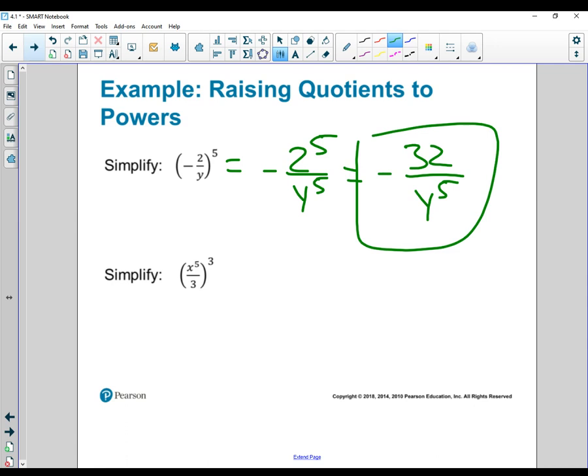And then here, power to a power, x to the fifth to the third is going to be what? Multiply them, x to the 15th. And then 3 to the third is going to be 27. 3 times 3 is 9, times 3 is 27. Okay.